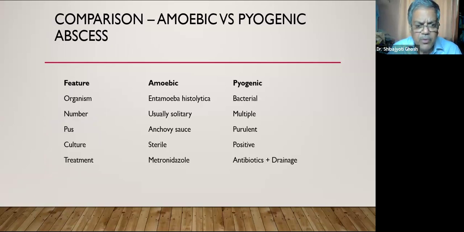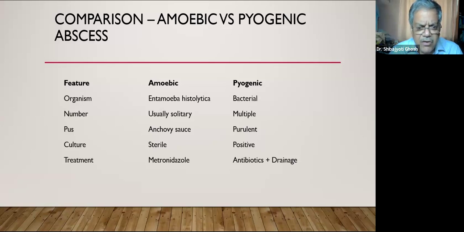So if we compare both, amoebic liver abscess and pyogenic liver abscess: in amoebic liver abscess it is the parasite Entamoeba histolytica, whereas in pyogenic liver abscess it is bacteria. Most of the time it is polymicrobial, that means a larger number of bacteria are present. Usually amoebic liver abscess is solitary, but pyogenic liver abscess tends to be multiple.